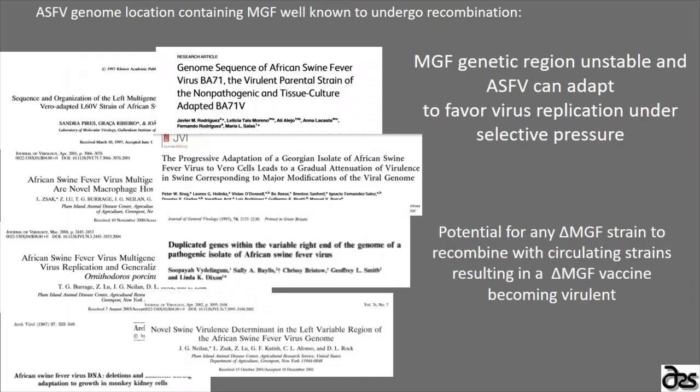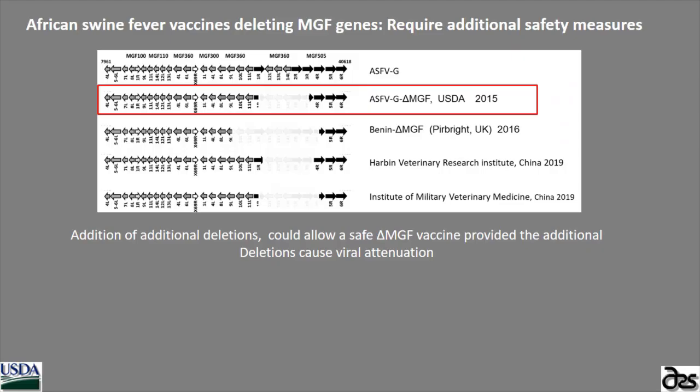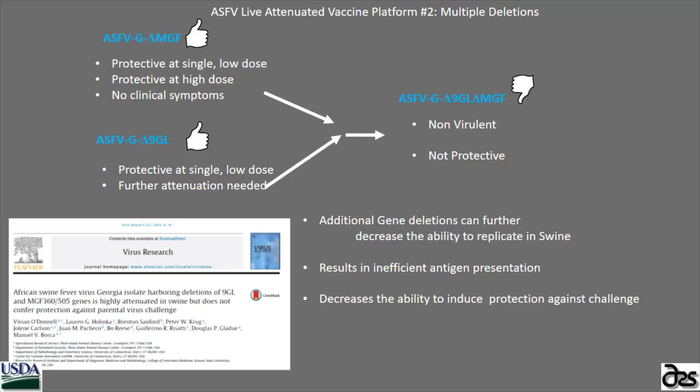And this gives the potential for any ASF Delta MGF strain to recombine with a circulating strain of African swine fever and result in a vaccine that becomes virulent. So we know that MGF is a good attenuation factor, but you need an additional safety factor. So what we did is we combined our MGF and our Delta 9GL, and when we did this, what happened was the virus was still non-virulent, but it was also non-protective.